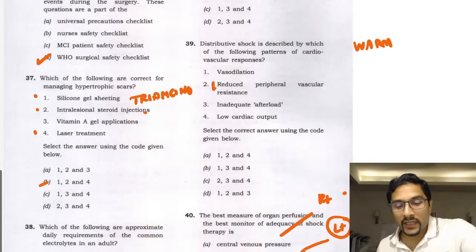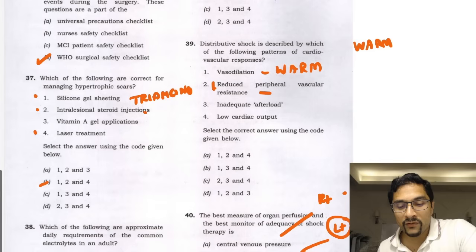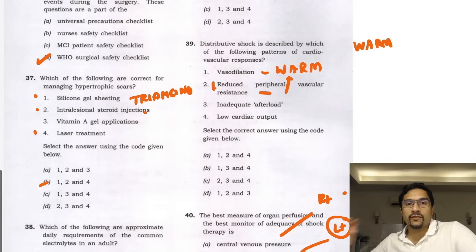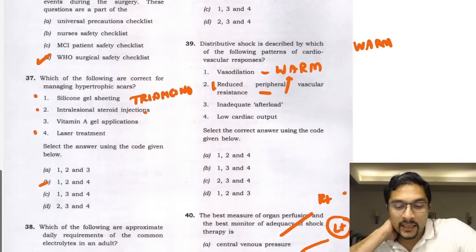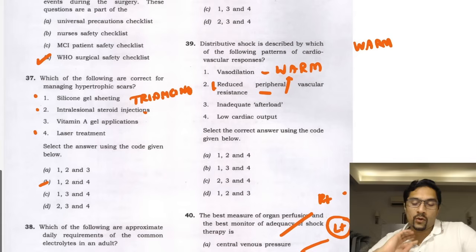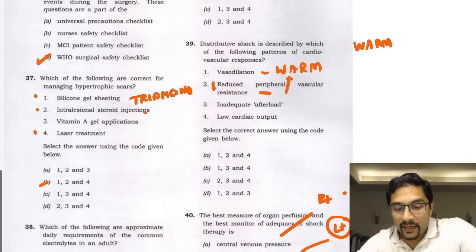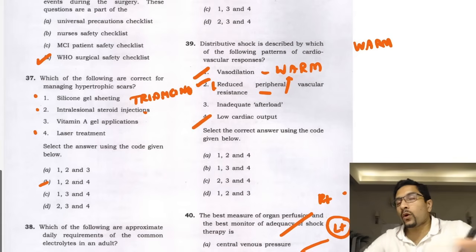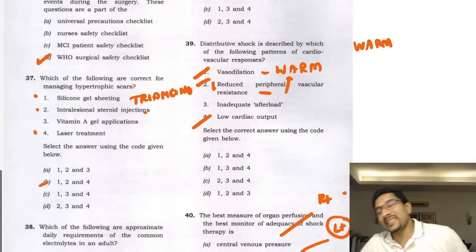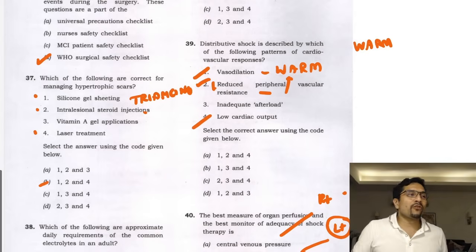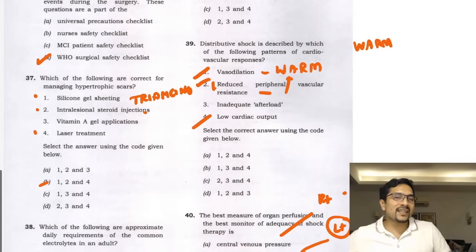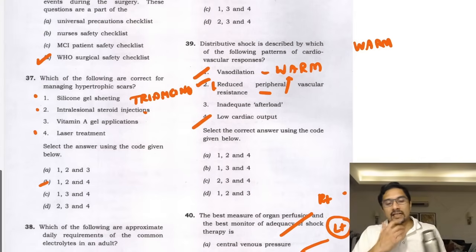There will be vasodilation. Yes, there are warm extremities. There is reduced peripheral vascular resistance. That's because of vasodilation and warm extremities. Inadequate afterload is there, right? And there is low cardiac output, right? So this is inherent for most of the shocks, that the cardiac output is going to reduce. Most of them, I'm saying, not all of them. So that is the correct answer here.